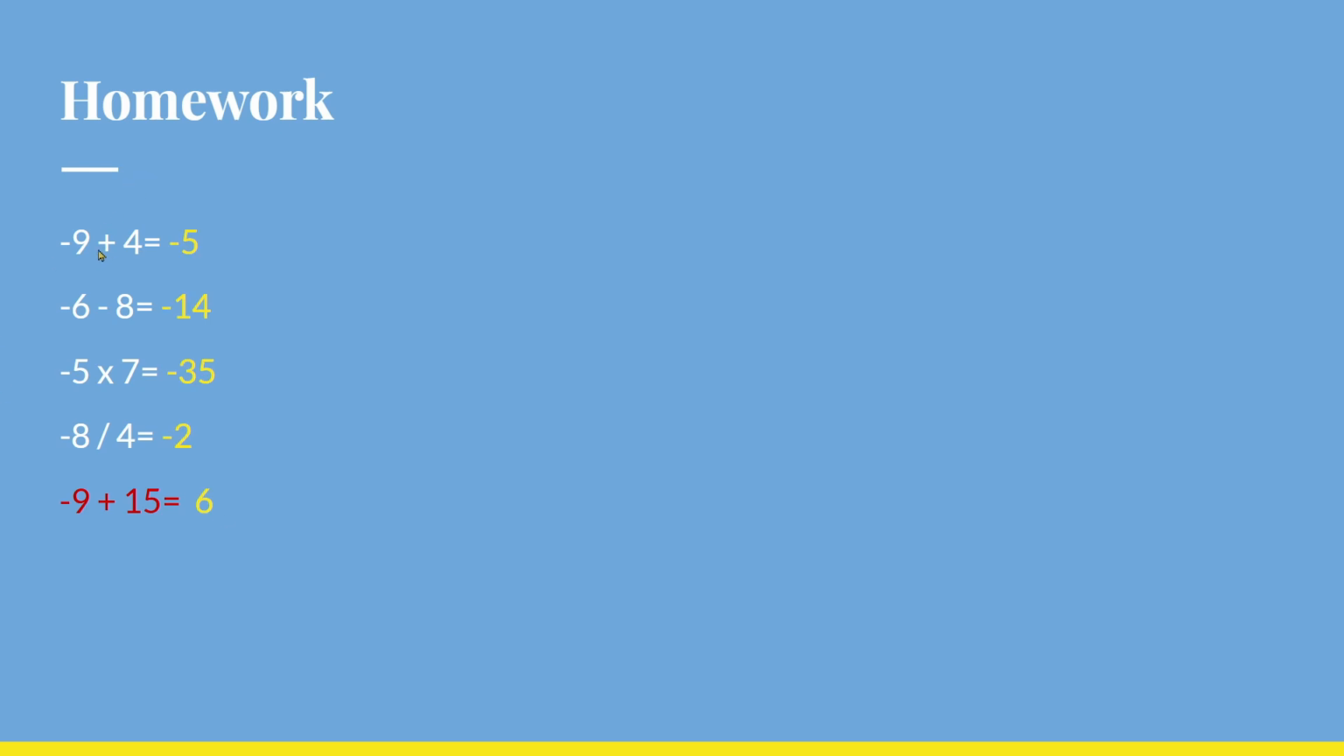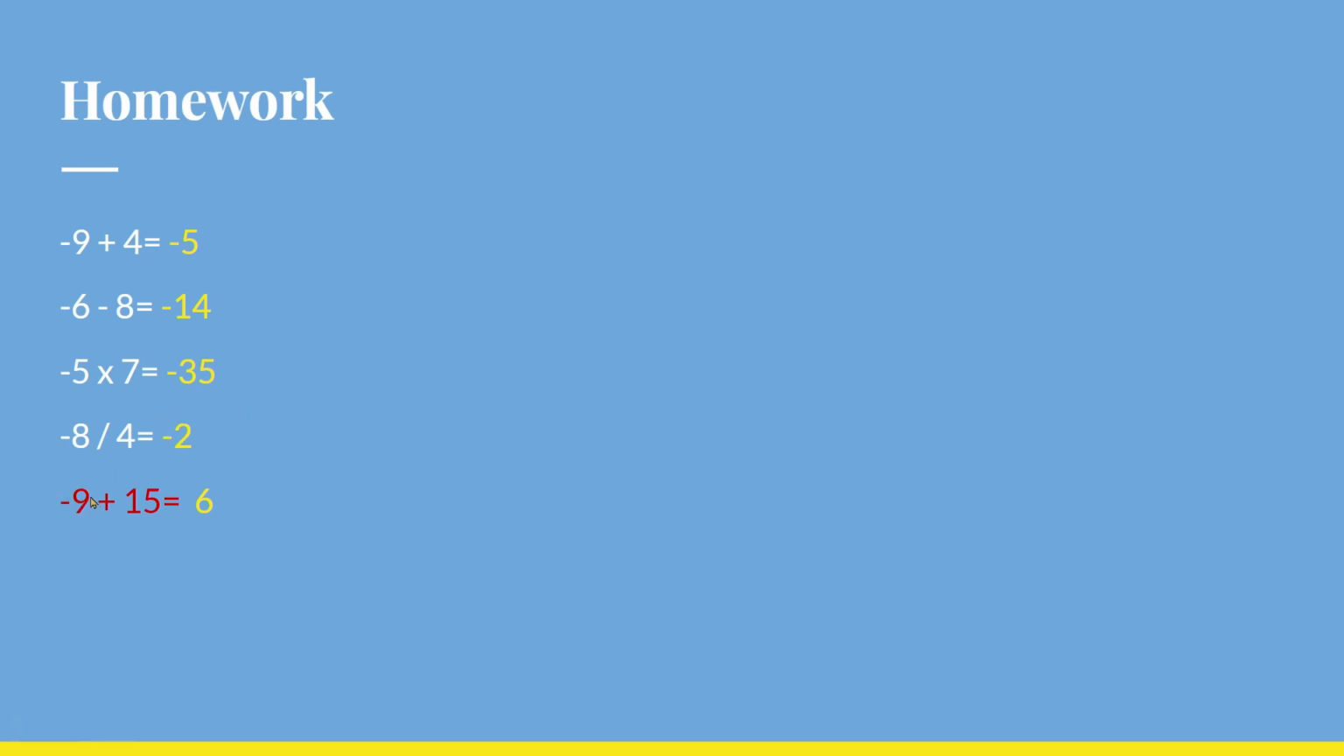So -9 plus 4 is -5. So if you owed somebody $9 and you gave them 4, you'd still owe them 5. And let's say you already owed somebody $6 and you borrowed another 8, -14. Let's say if you owe $5 to 7 people, you owe a total of $35. And if you're in a total debt of $8 to 4 people, you owe $2 per person.